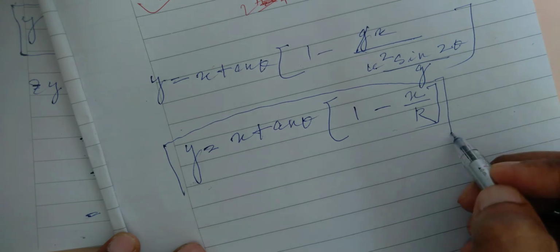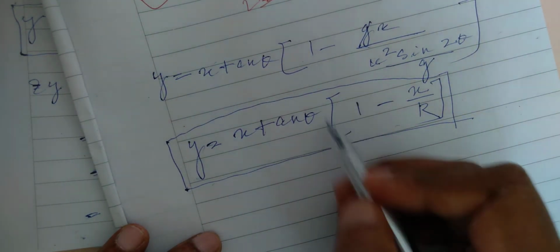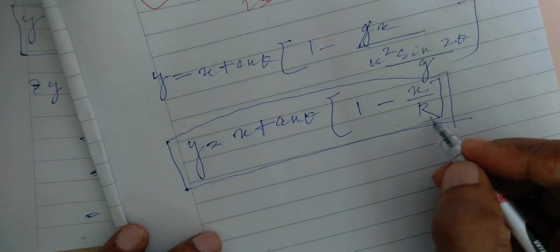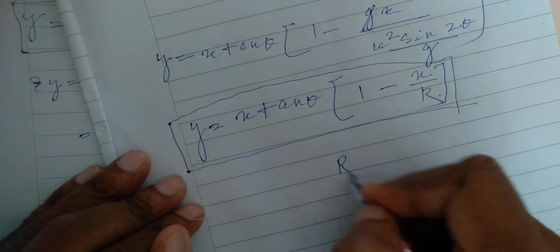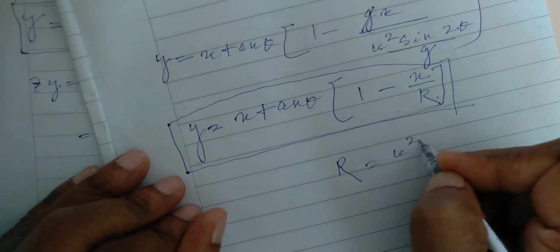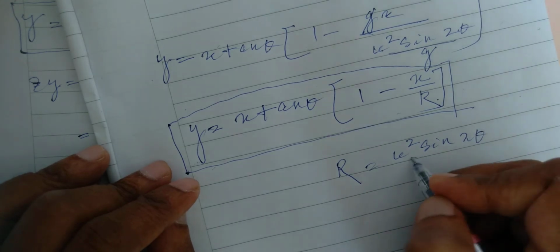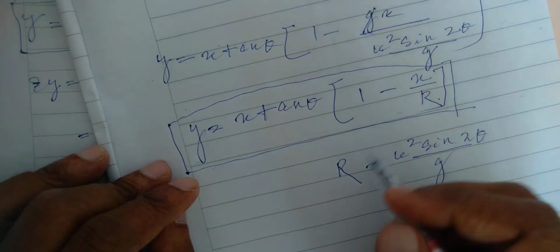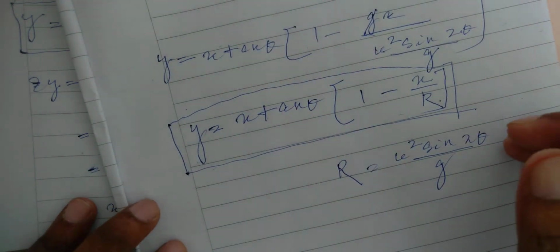Now it is your choice which one you want to remember. x tan theta whole into 1 minus x by R. Here R is the horizontal range, and the range formula is u square sin 2 theta by g. Okay, this is the equation of trajectory.